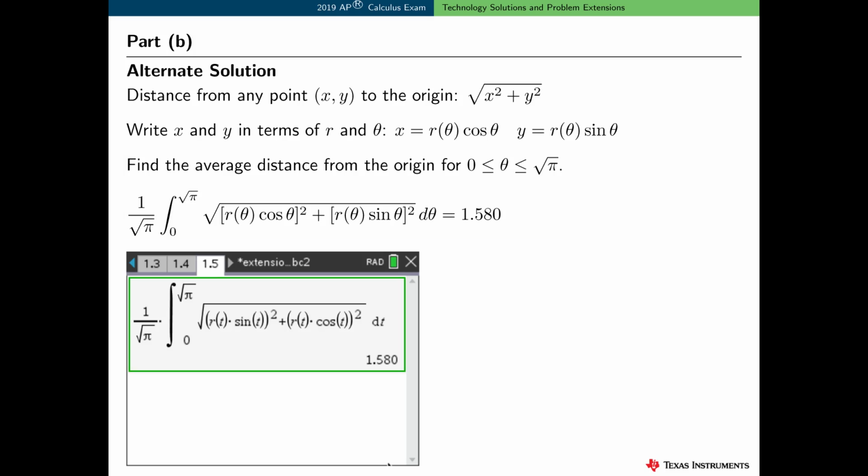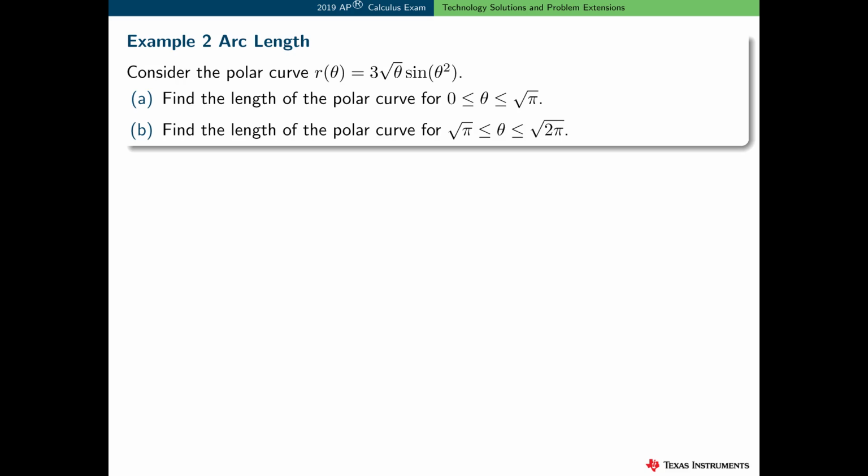And here's the result using technology. And we got 1.580 again, thank goodness. Here's another example for you to try. Since many students tried to find an arc length in this problem, I think we should probably find one.